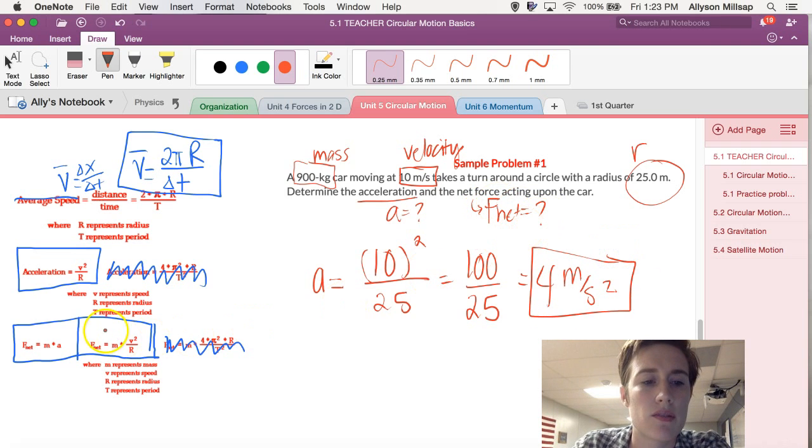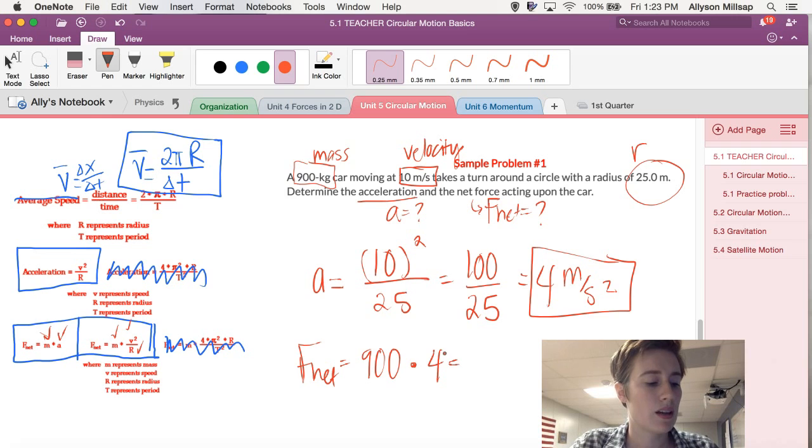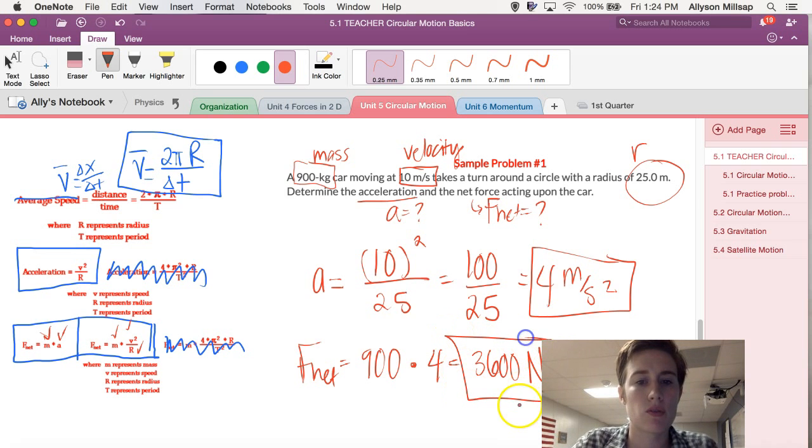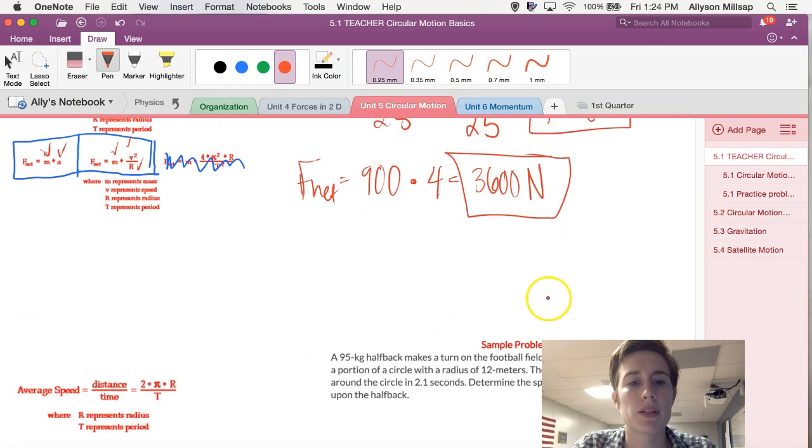How do we find our net force? Well, we could use this formula since we have mass, velocity, and radius, but this one's a little simpler. We have mass and acceleration, so let's just use this formula. F net is mass, which is 900, times our acceleration, which is 4. And so you get a nice big number here. You'll get 3,600. And remember, newtons is the unit for force. So that's a pretty straightforward problem. Let's do one more.